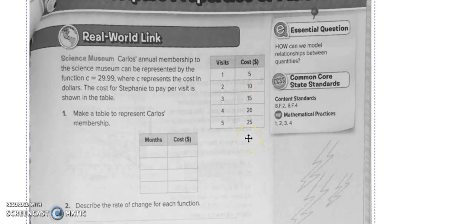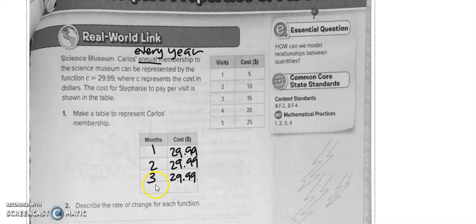So we should be able to make a table to represent Carlos's membership. So he's just paying a flat rate annually. So we see right here that we have annually, that's every year. So we're just comparing 1 year for both of these people. And so if we're going to make a table to represent Carlos's payments, or how much it's costing him to go to the museum, after 1 month he would pay $29.99. 2 months, he still already paid that $29.99. We're not adding anything additional to the cost. After 3 months, he's still going to have paid $29.99. Actually a really good deal, I guess, for the whole entire year. And then the 4th month he would still have paid $29.99.